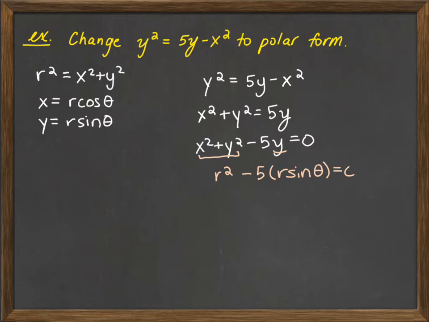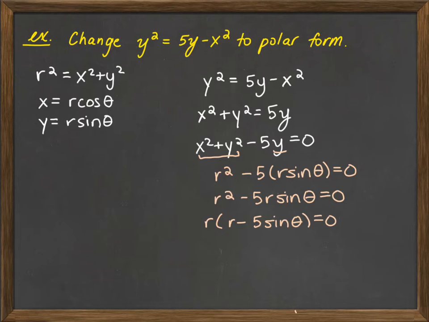Now, just like in the last problem, I'm going to factor out an r from each term. And so I'm going to get r times (r minus 5 sine of theta). And then using the zero product property, I'm going to get r equals 0 and r minus 5 sine of theta equals 0. And then finally, that's just going to give me r equals 5 sine of theta.